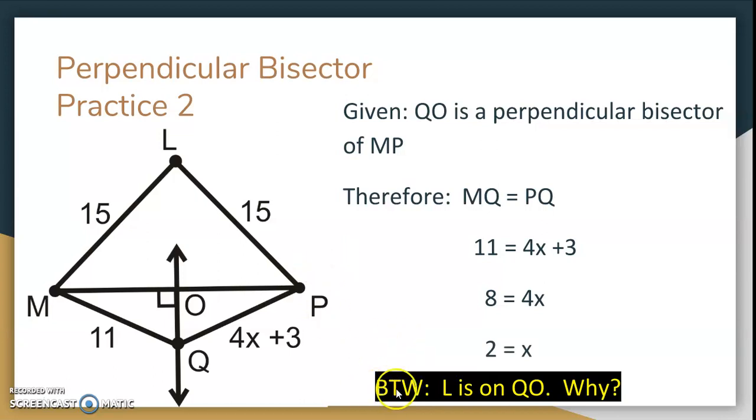Now a teaser question was, L is on QO. Can anybody tell me why L is on QO? Well, of course, it's because L is also marked as being an equal distance from the endpoints M and P. Therefore, if I were to extend QO up, it would land through point L.